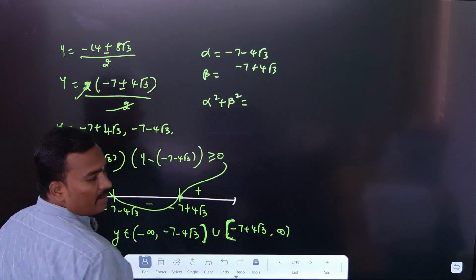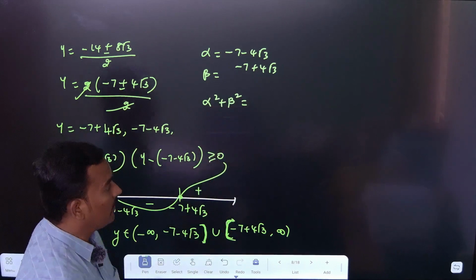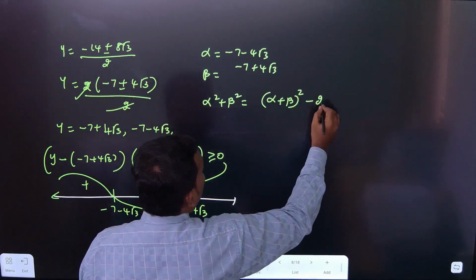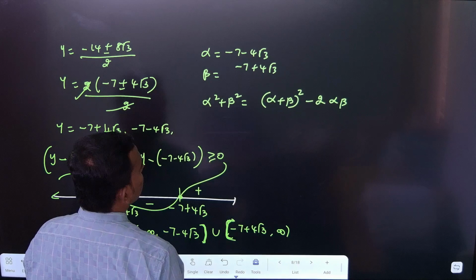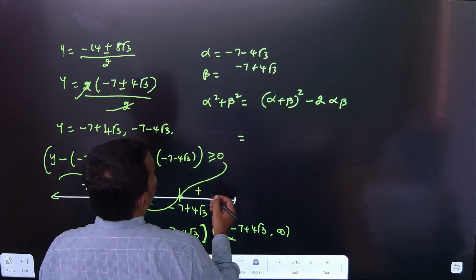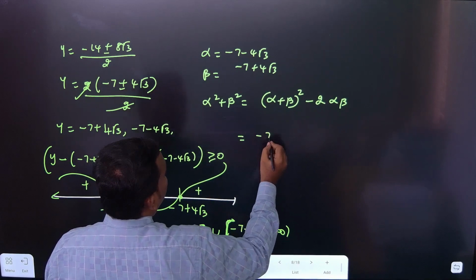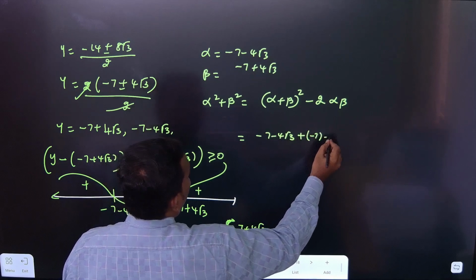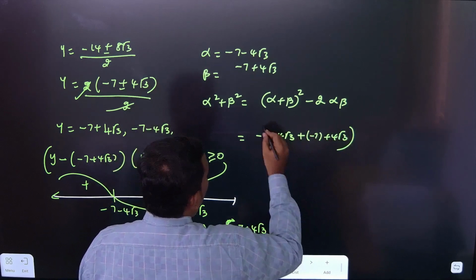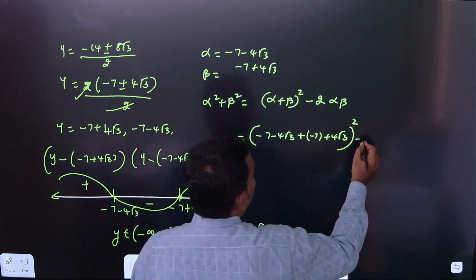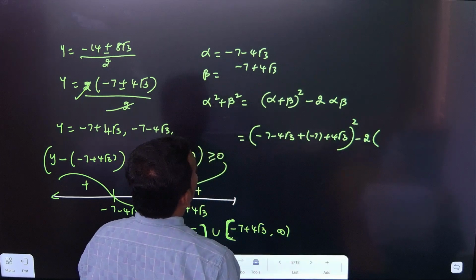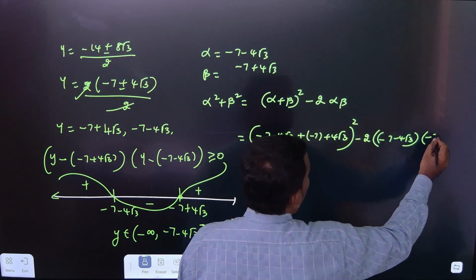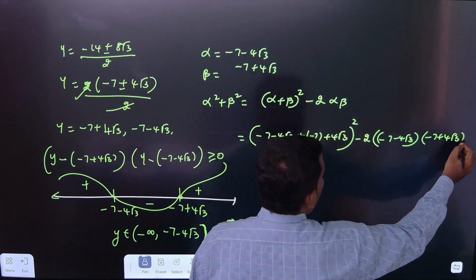So how to rewrite this one? Alpha square plus beta square, you can write as alpha plus beta whole square minus 2 alpha beta. So what is alpha plus beta? You can see minus 7 minus 4 root 3 plus minus 7 plus 4 root 3 whole square, minus 2 into minus 7 minus 4 root 3 into minus 7 plus 4 root 3.